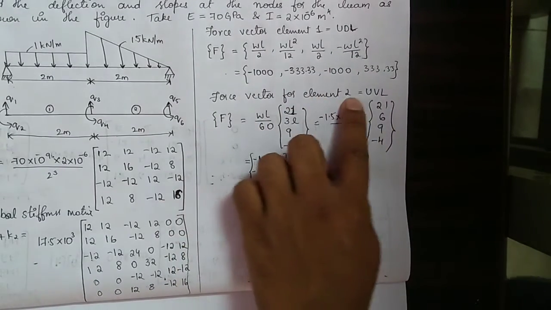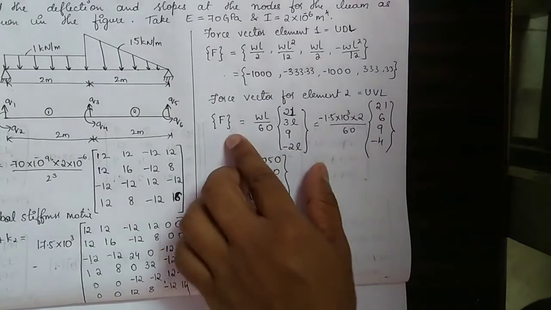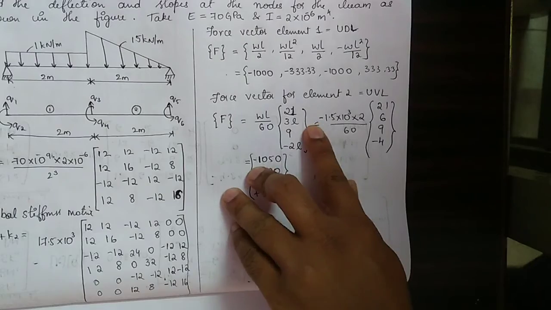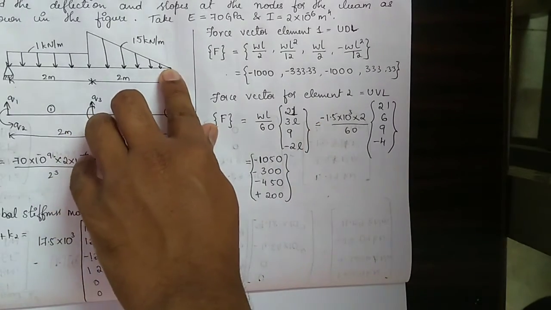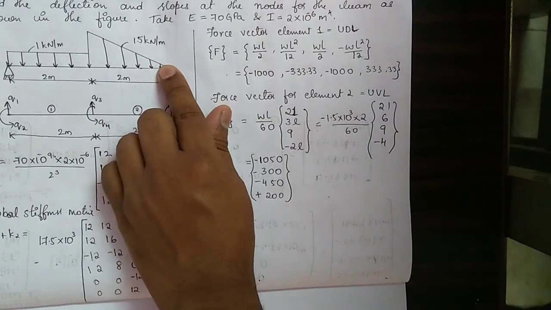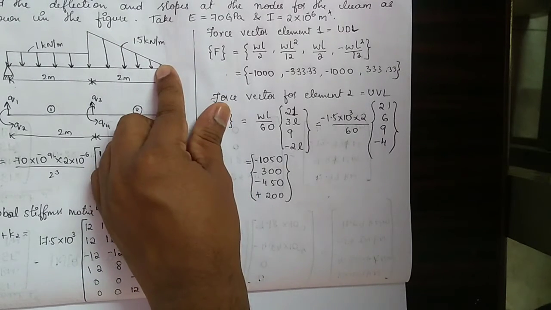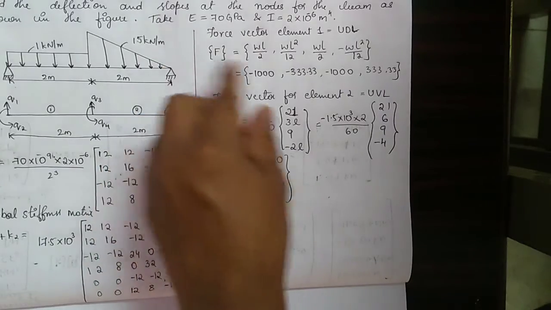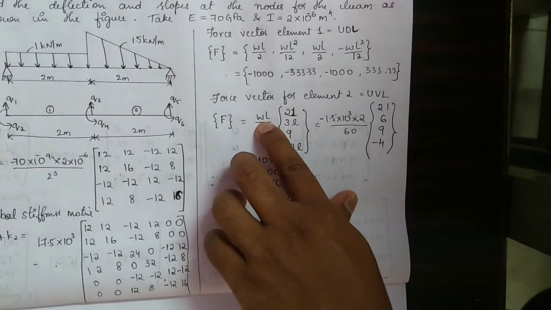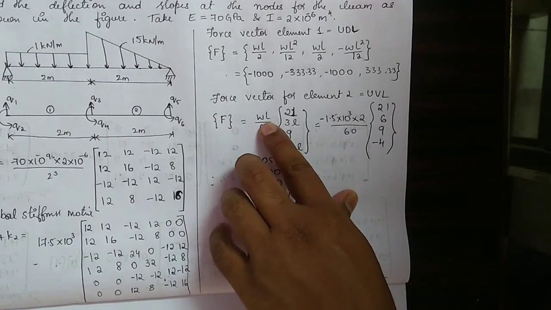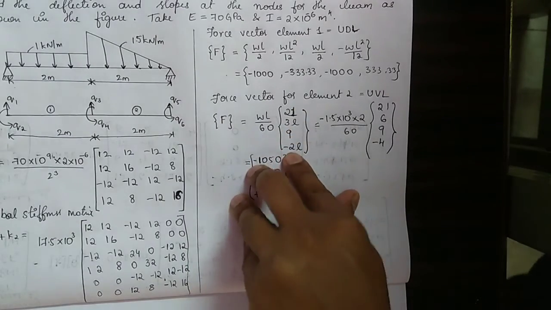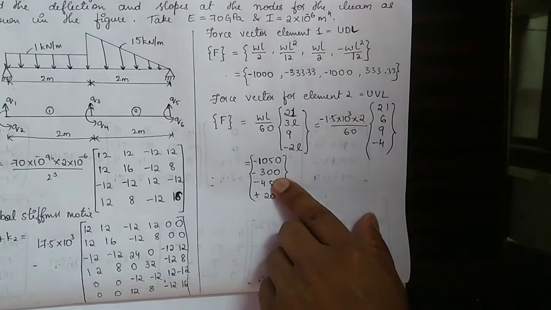Next one is the force vector for element 2, that is UVL. We have the equations like this. We have another equation which is added to this, WL by 60, like that. Since the end here is 0, this is ending to 0. As you can see, in the previous problem we were not ending it at 0, but in this we are ending it at 0. So that's why we have neglected that part. Only the first part we have taken. And W value is minus 1.5 into 10 raised to 3 Newton per meter, and 21, 3L, 9, minus 12. So if you multiply this, we will get these values.